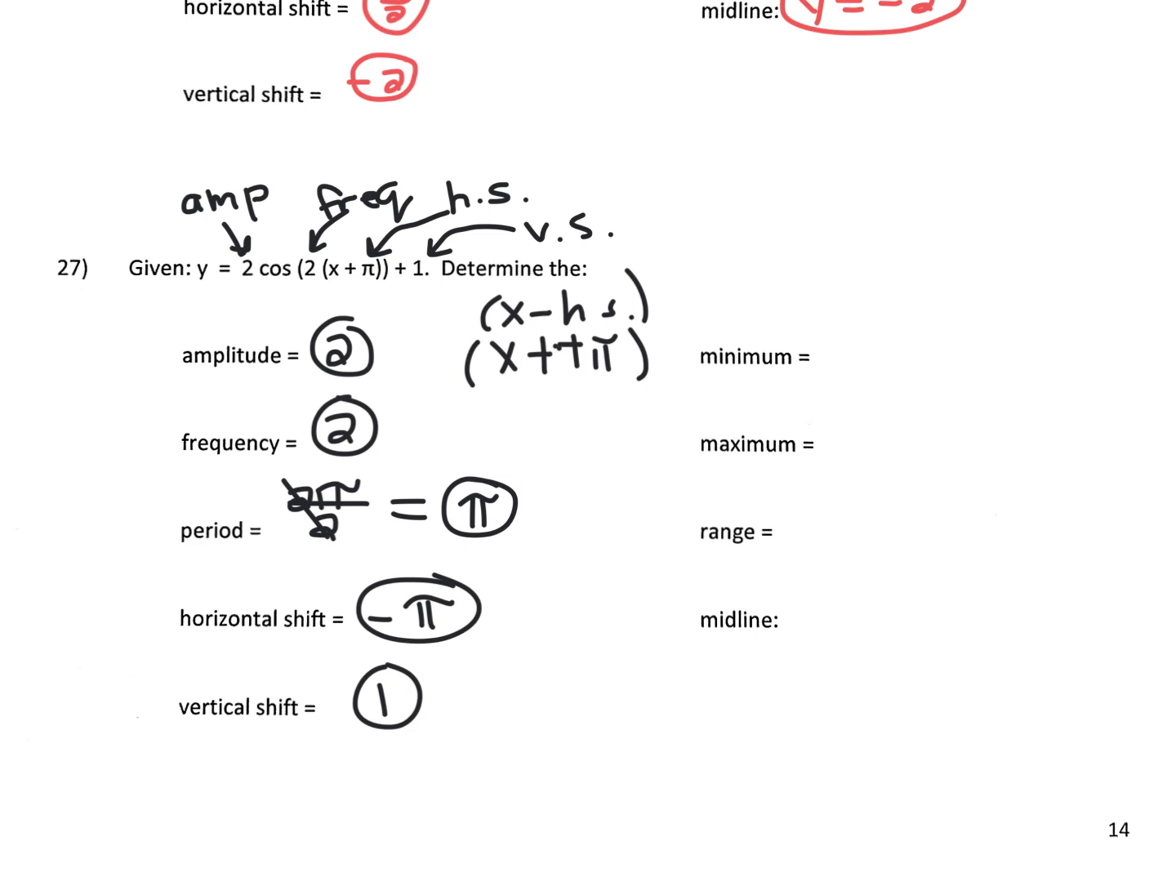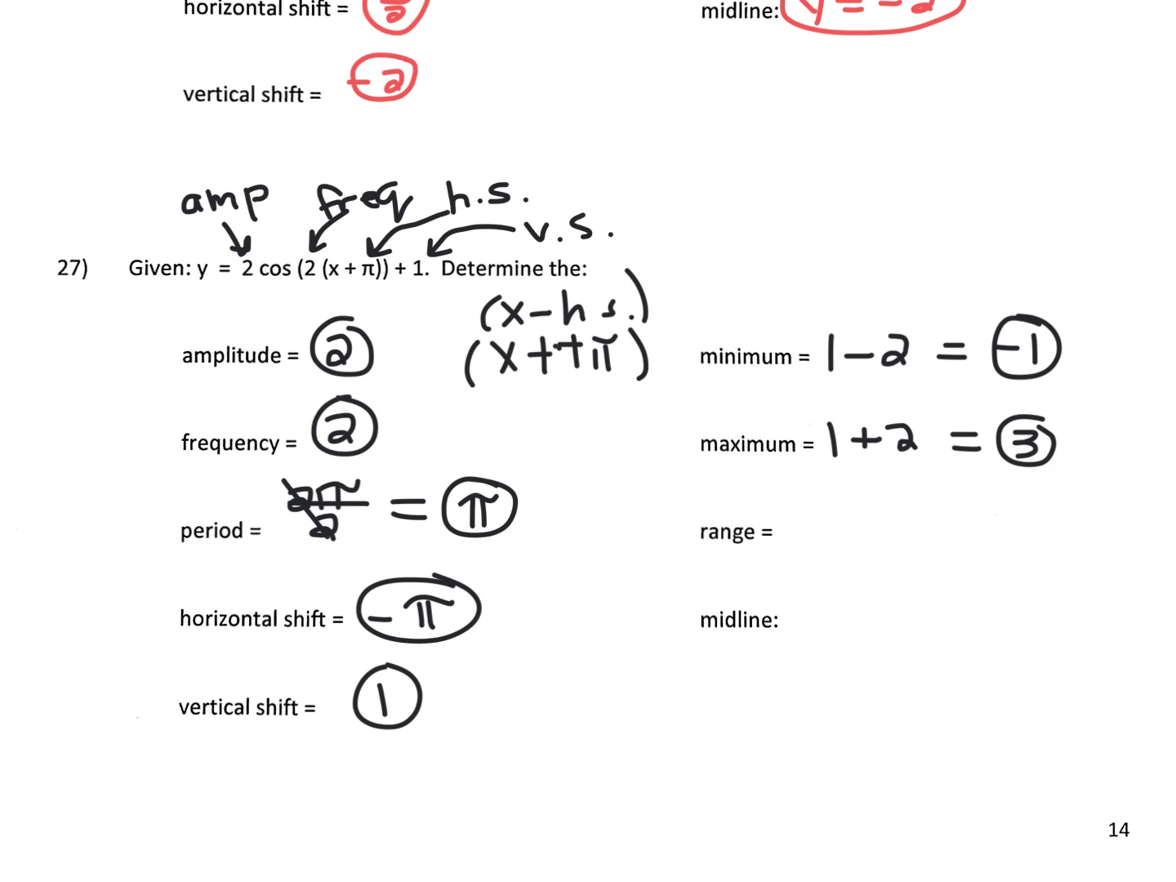Okay, so now as far as our minimum goes, right? Remember the formula for minimum. The minimum is equal to your vertical shift minus the amplitude. So since our vertical shift is 1 and the amplitude is 2, the minimum is just going to be equal to 1 minus 2, which is -1. All right, the maximum, on the other hand, is equal to the vertical shift plus the amplitude. So 1 plus 2. And that is equal to 3.